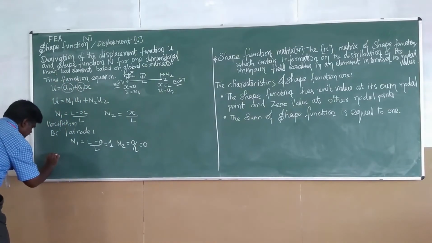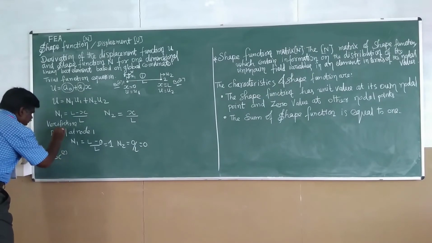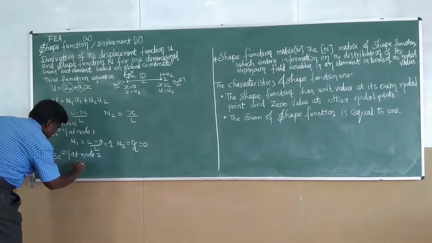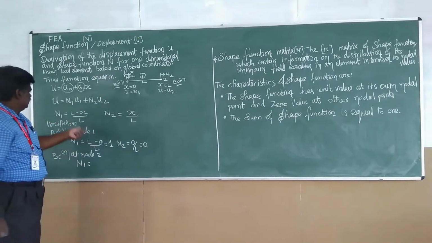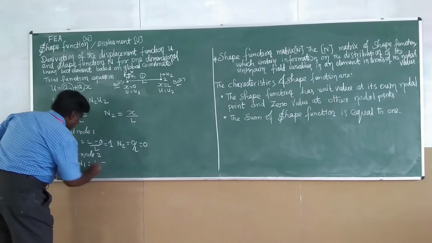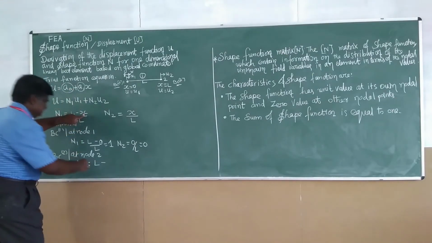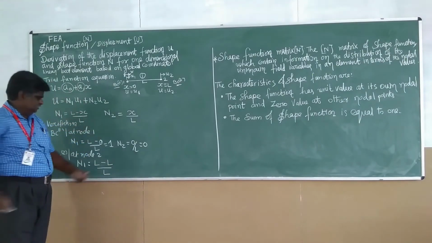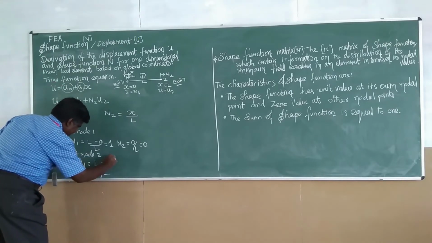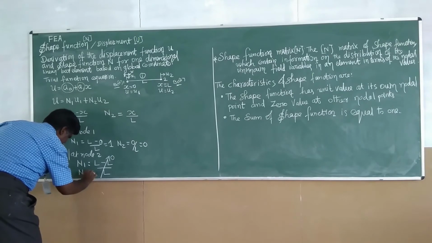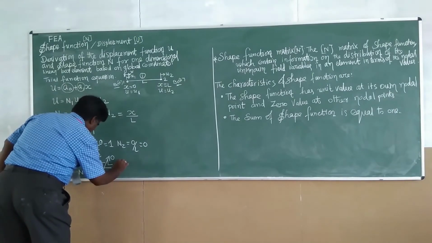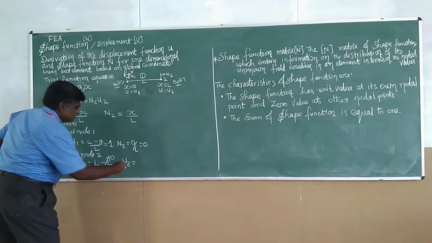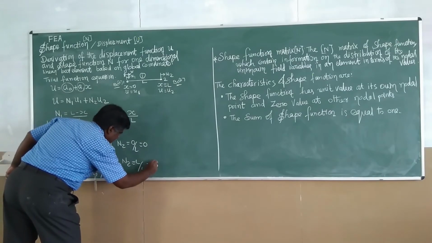The same thing applies for boundary condition 2, at nodal point 2. N1 is (L minus x) divided by L, where x is L, so L minus L is 0 and N1 is 0. Then N2 is x divided by L, where x is at nodal point L, so L divided by L equal to 1.